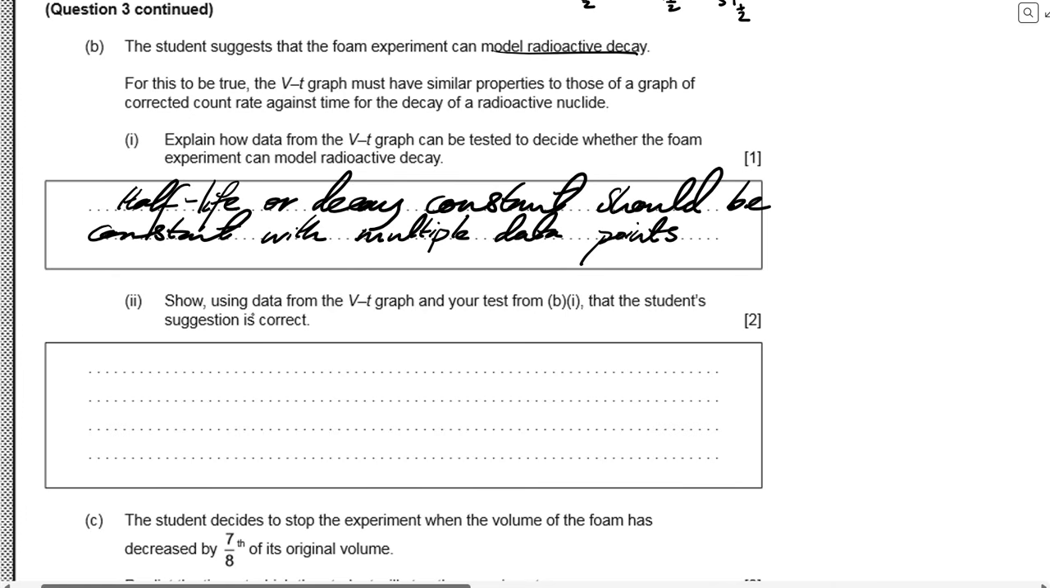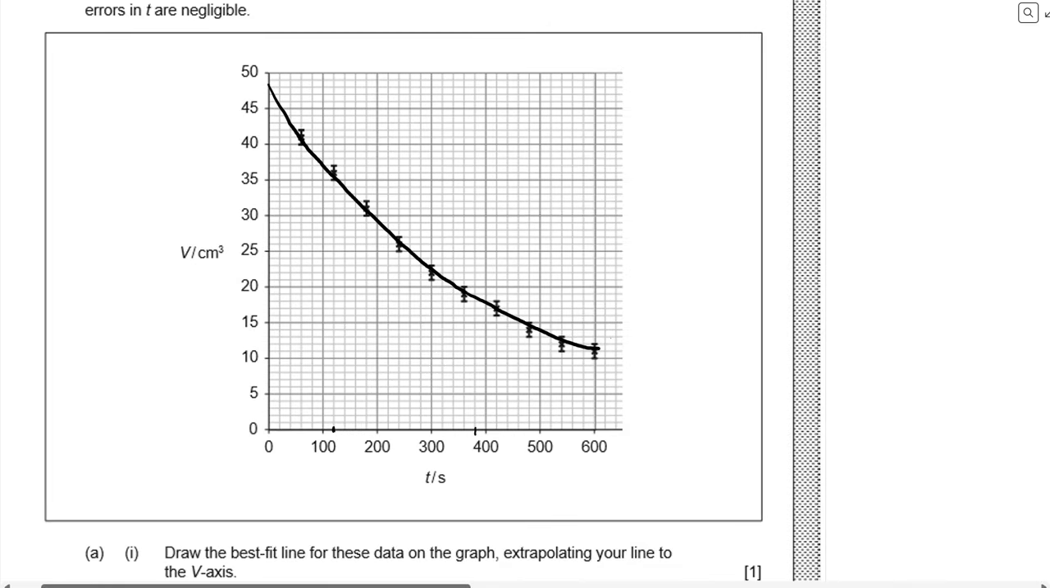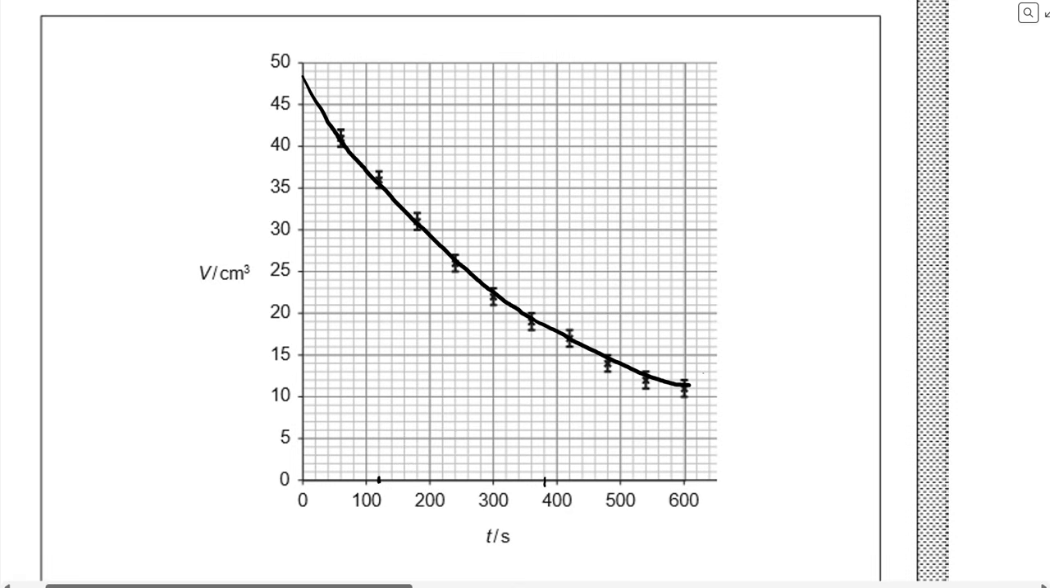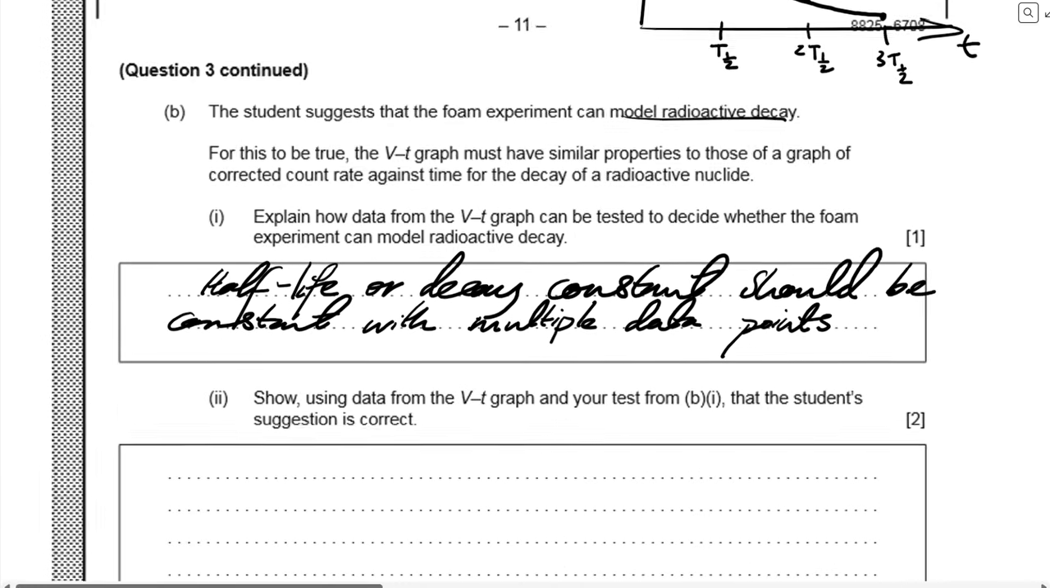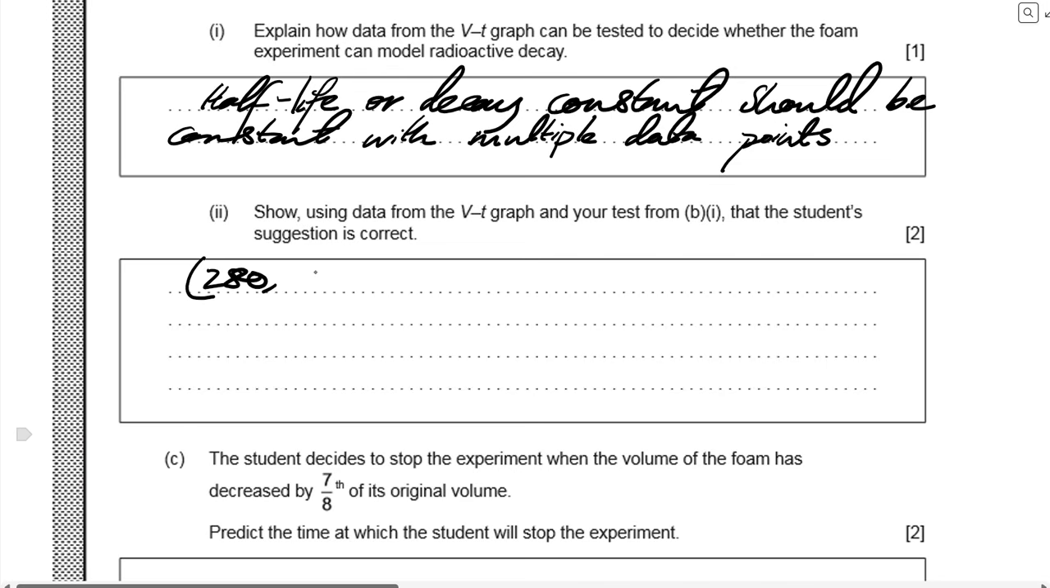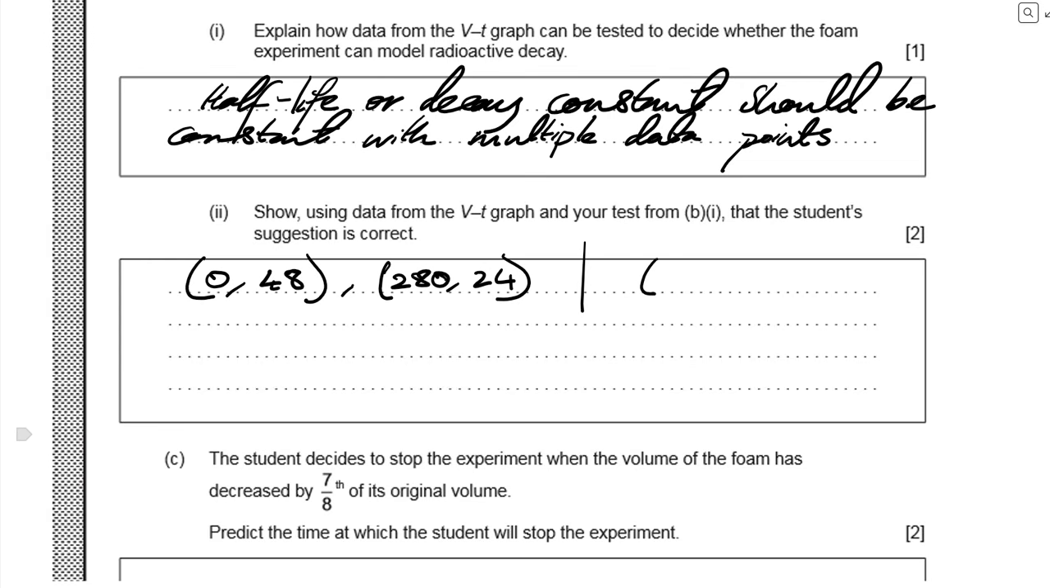Now they're asking us to do that. Using data from the V-t graph and your test from B(i), show that the student's suggestion is correct. Let's take 48 actually, and let's take 24, which comes about here. That's 280. We need 2 points, right? So 0, 48, and 280, 24. So here the half-life is 280 minus 0, which is equal to 280 seconds.